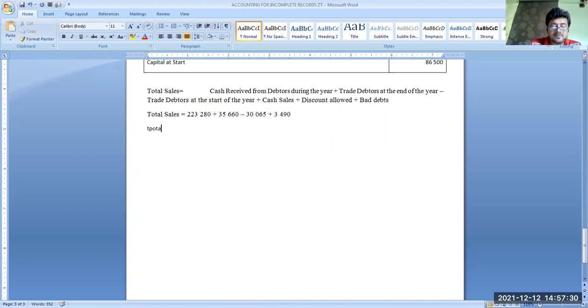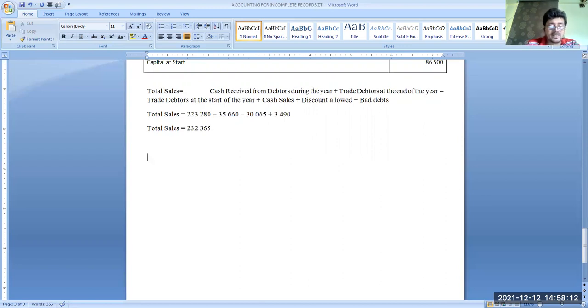Total sales in this question is equal to 223,280 plus 35,660 minus 30,065 plus 3,490. The answer is 232,365. This is our total sales using the formula. If you want to do it through the sales ledger control account, it's up to you.